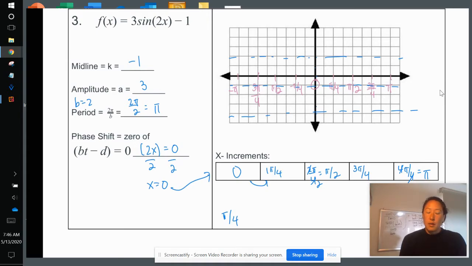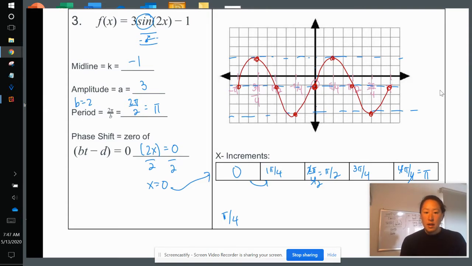All right, do we start at the midline, high point, or lower bound? Because it's sine, we're starting at the midline, and we're going up because it's positive. So midline, upper bound, midline, lower bound, midline. Again, one cycle. Let's graph our second cycle, going backwards: midline, lower bound, midline, upper bound, midline.